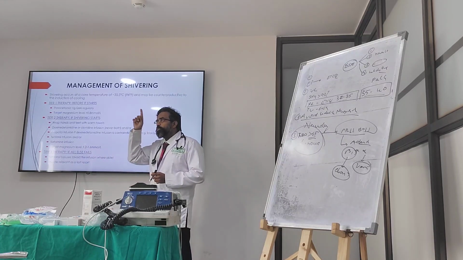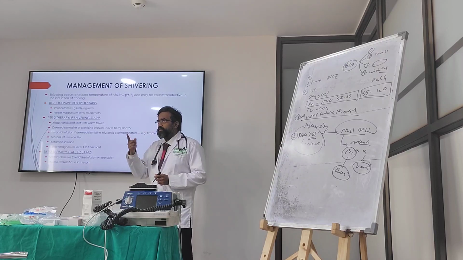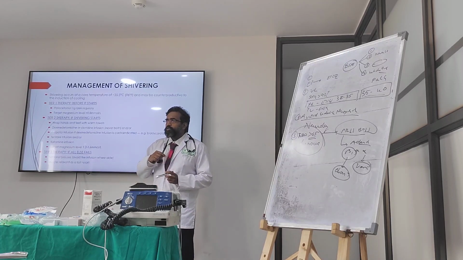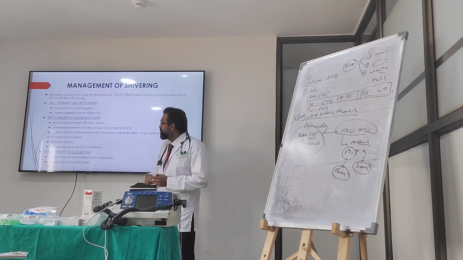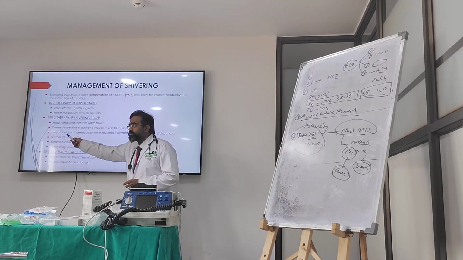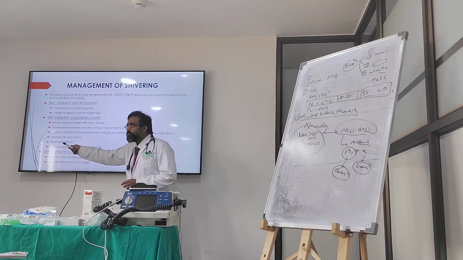I want to avoid the opioid as much as possible. Same reason. If I give opioid, the neurology will take a longer time to recover. You understand? I want to avoid it. So the first thing I would use is dexmedetomidine in large doses. Then the next thing I would use is ketamine infusion.